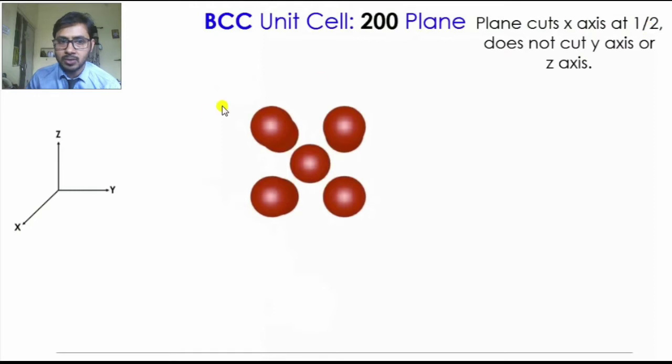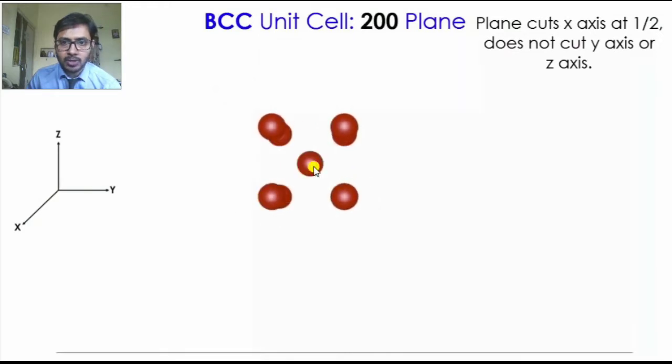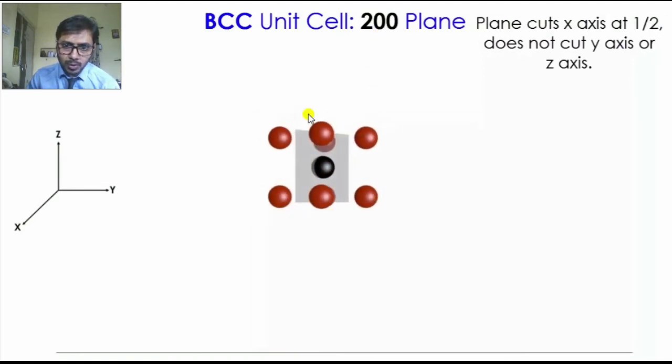For the x-axis it is 1 by 2. Here suppose it is cut, and for the z-axis and y-axis we don't know where it is cut, so it doesn't cut the z-axis and y-axis. It only cuts the x-axis, from the origin to the half point only. So this HKL plane in the BCC structure has n number of 200 planes. This is for one unit cell.